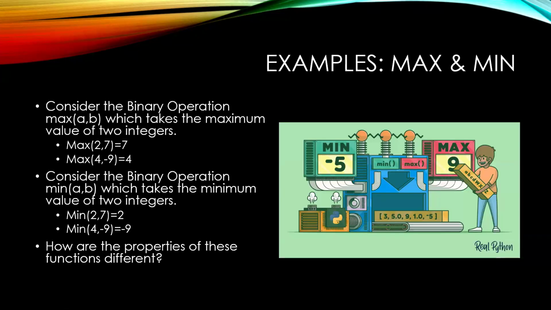Another example, maximum and minimum. And so consider the binary operation max of A, B, which takes the maximum value of two integers. So the max of 2, 7 is 7. The max of 4 and negative 9 is 4. We could also do the same with minimum. And so the minimum of 2 and 7 is 2. The minimum of 4 and negative 9 is negative 9.